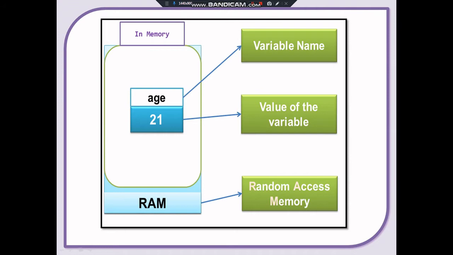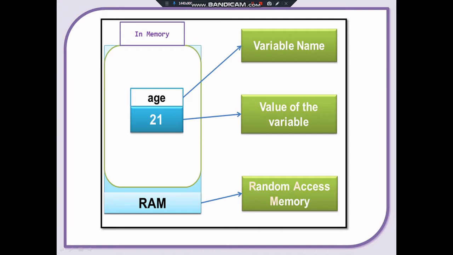See here, this is the memory. In memory there is a variable age, age is my variable name, and it has the value 21. Okay, this is the value of the variable, and this value is stored in the memory. Clear? So my variable is nothing but a name given to a memory location. Understood what is a variable? And why do we need a variable?